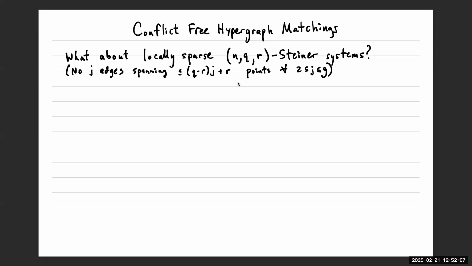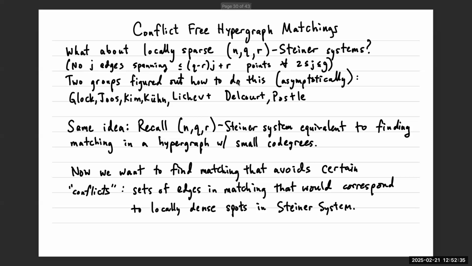I wrote what it means there: no J edges span at most (Q minus R) times J plus R many vertices. It's the analog of having too many edges amongst a small set of vertices. This is what you might hope to avoid, right? If you make that bigger by 1, then any N,Q,R Steiner system has those configurations, right? So two groups figured out how to do this asymptotically. And the names I wrote there are the two groups who introduced this conflict-free hypergraph matching method. Both of them basically came up with this method to solve this problem asymptotically. That was the motivation behind that.